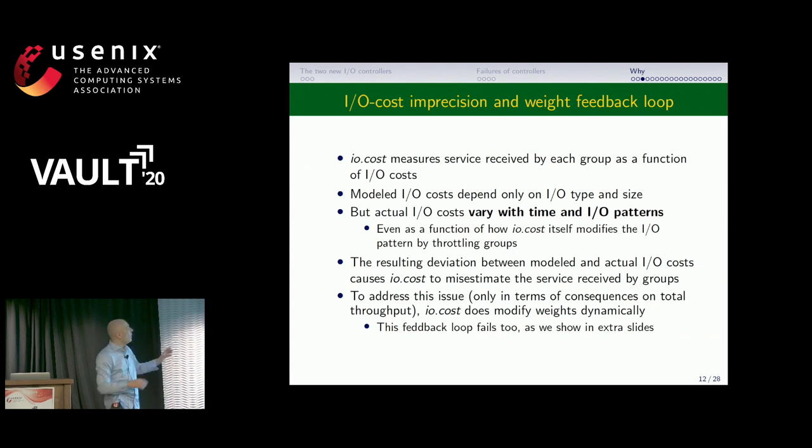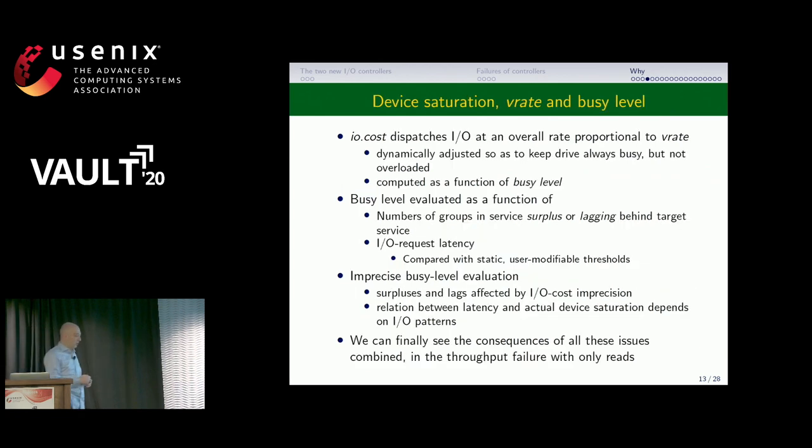io.cost is somehow aware of this issue and tries to counter it, but only in terms of its consequences on total throughput. And so what io.cost does is modify weights dynamically, but this feedback loop also fails. I'll show this in extra slides for those of you who want to see them, but I don't want to add even more details, so I want to go straight to the last bit of information before showing you the problem. It's a big bit.